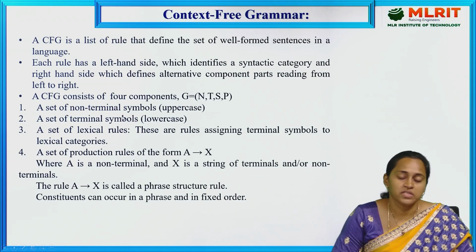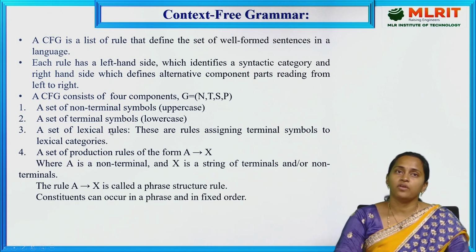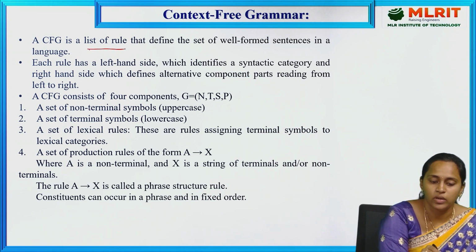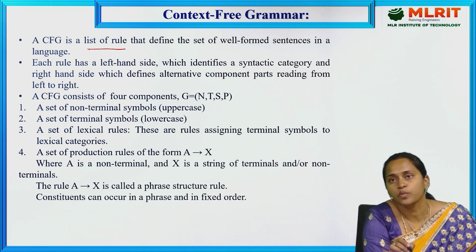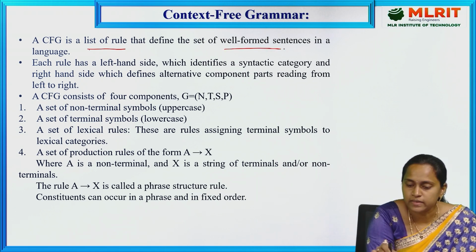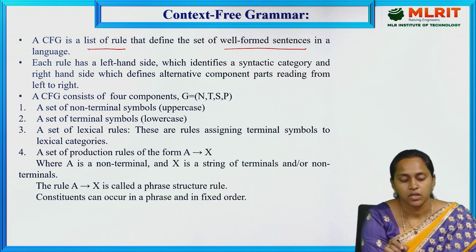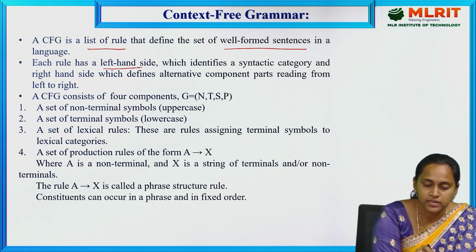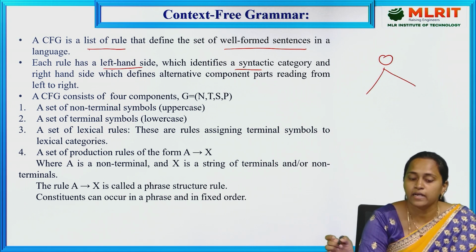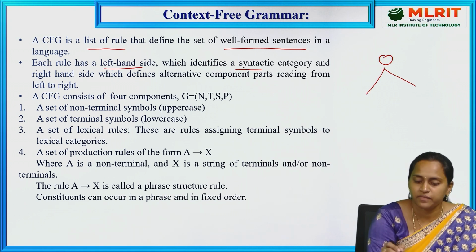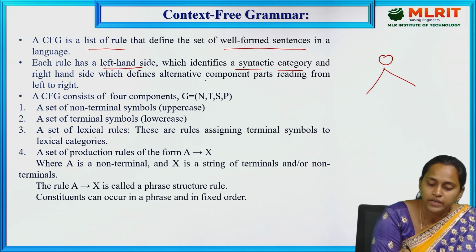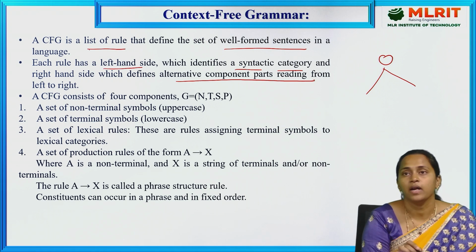Coming to the first one, context-free grammar. What is the meaning of context-free grammar? A context-free grammar is a list of rules. That means we have to specify some rules, and follow them to define well-formed sentences in a language. Each rule has a left-hand side and a right-hand side. The left-hand side defines the syntactic category, and the right-hand side defines the alternative component parts, reading from left to right.